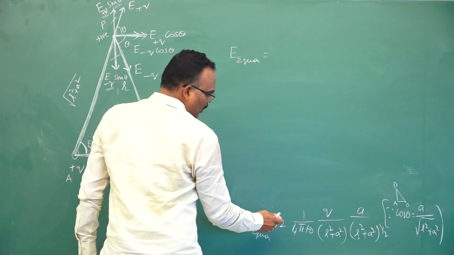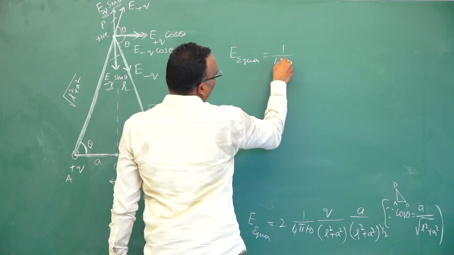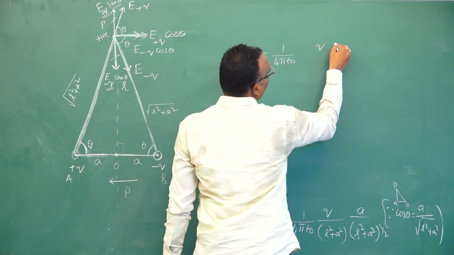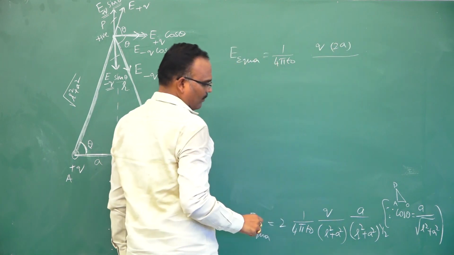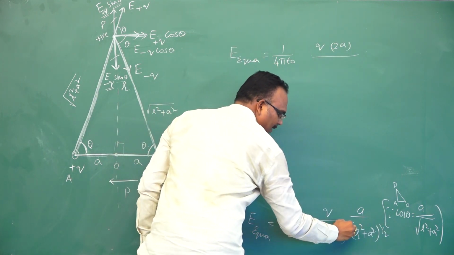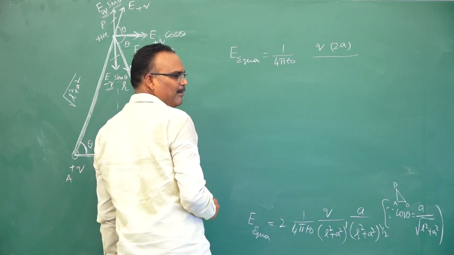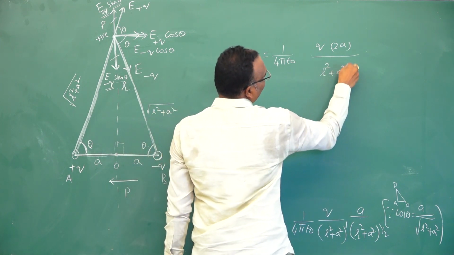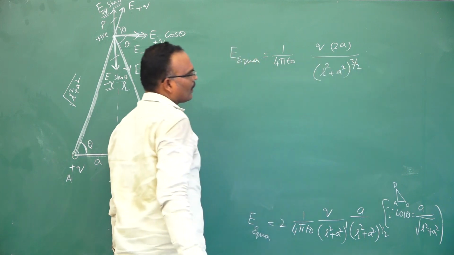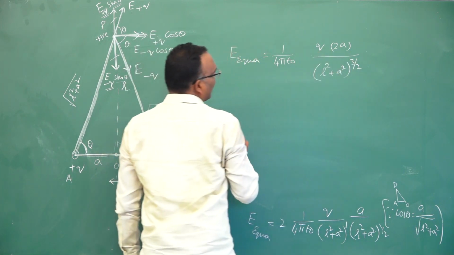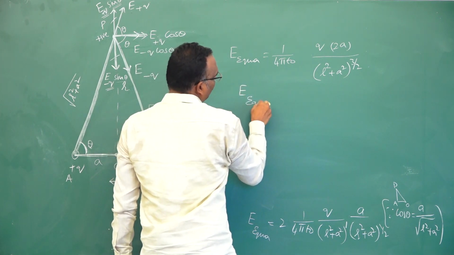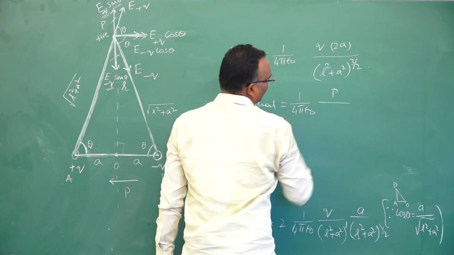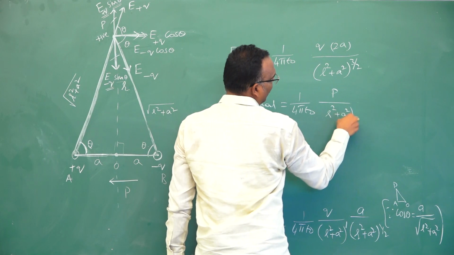Electric field along the equatorial line is 1 by 4 pi epsilon naught Q. This 2 I will write with a, that is 2a, divided by. Now see here, bases are same, powers are 1 and 1 by 2. Bases are same, powers can be added. So 1 plus 1 by 2 is 3 by 2. So this is r square plus a square whole power 3 by 2. Okay, Q into 2a is dipole moment. So electric field along the equatorial line is 1 by 4 pi epsilon naught dipole moment divided by r square plus a square whole power 3 by 2.